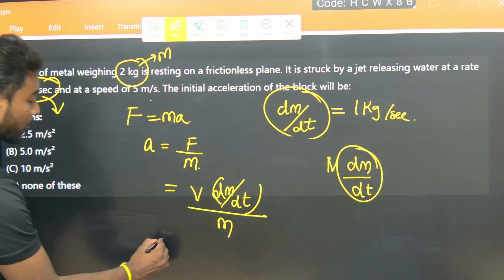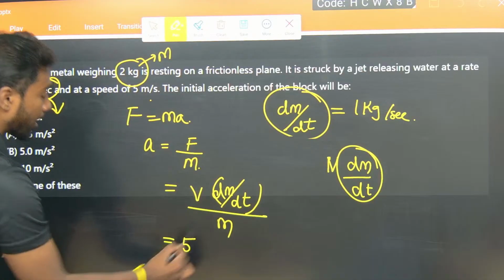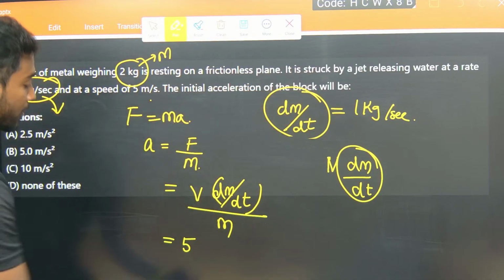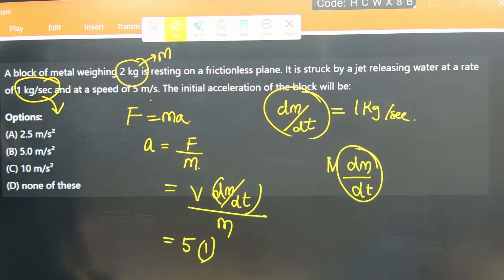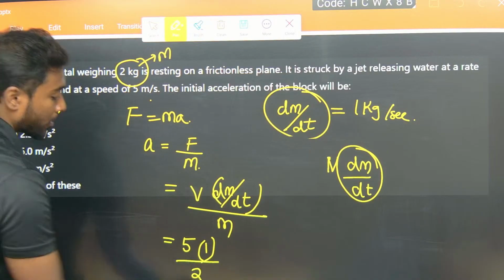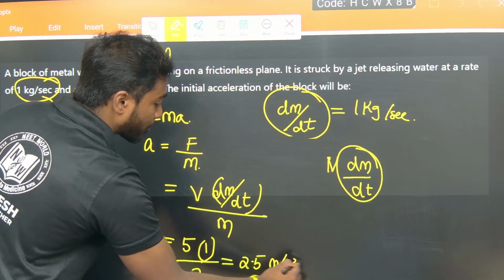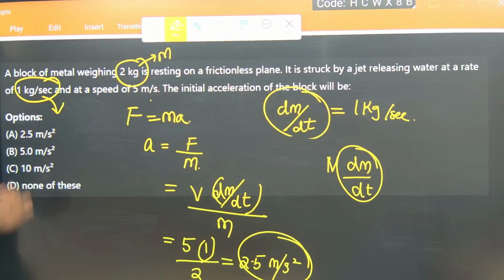From this, the speed is 5, the rate of water released is 1 kg per second, and the mass is 2. So which is nothing but 2.5 meters per second squared, the acceleration, guys. So option A.